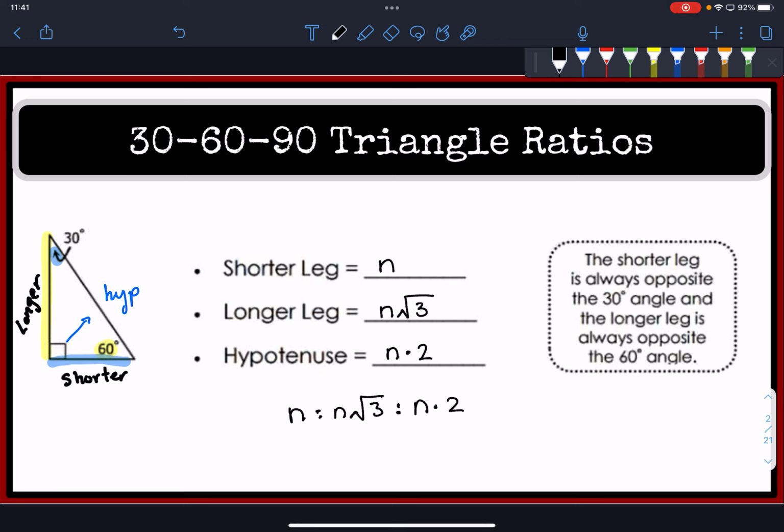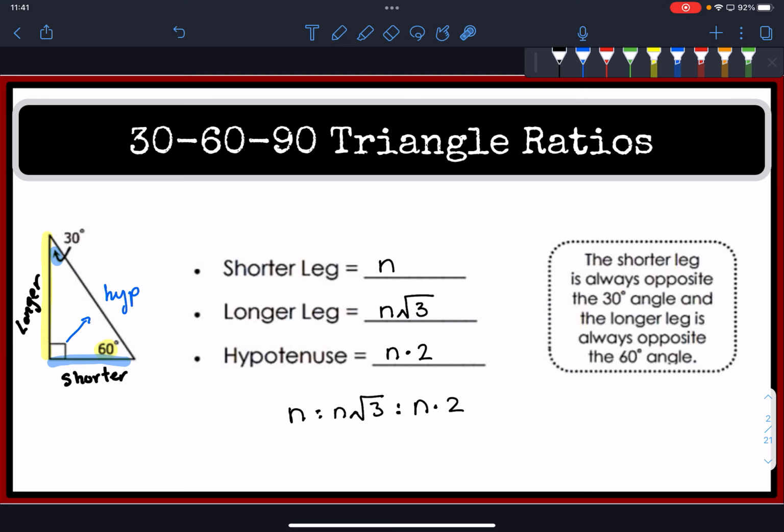times the square root of 3 and n times 2. So depending on which of the three sides they give you, you can figure out the other two by moving in various directions. So if I know the short leg, I can get the longer leg and the hypotenuse by multiplying by the square root of 3 or by 2. And if I need to go backwards, then I just simply go backwards.